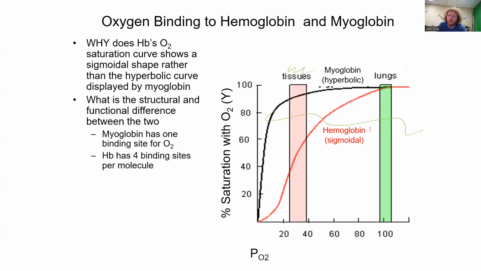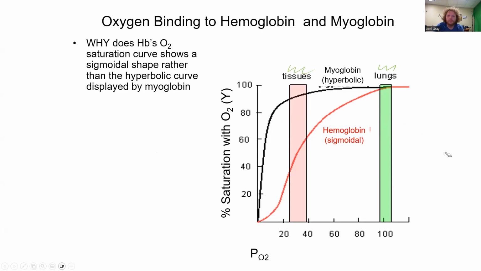The tissues and the lungs. I don't want you to focus and get distracted by those. I want you to instead look at the shapes of these two different curves. Hemoglobin has a different shape to it. It's a little bit more deliberate. The question is, why?